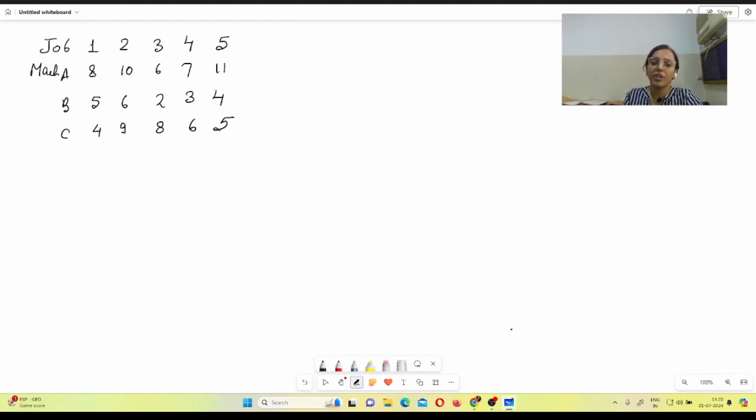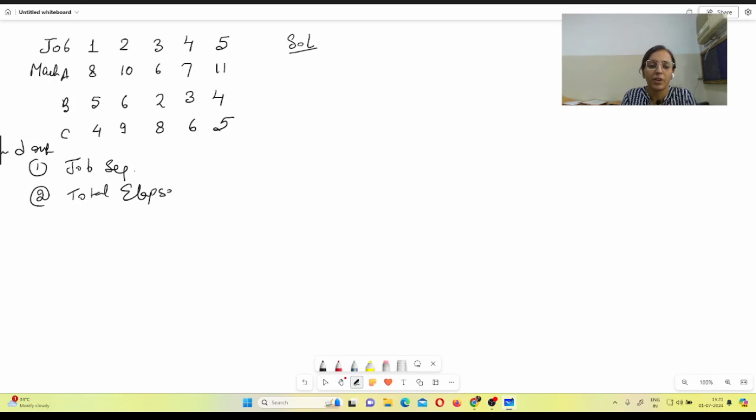Now, first, again, the same procedure we have to follow. First, we have to find out the job sequence. Second, we have to find out the total elapsed time. Third, we have to find out the idle time by machine A, machine B, and machine C. All the 3 machines, the total idle time, and individually also we have to find out the idle time.